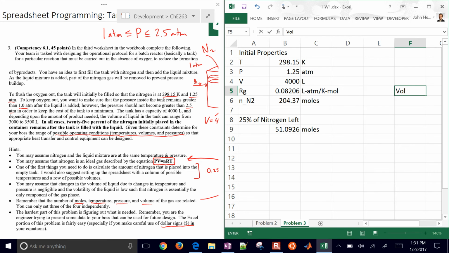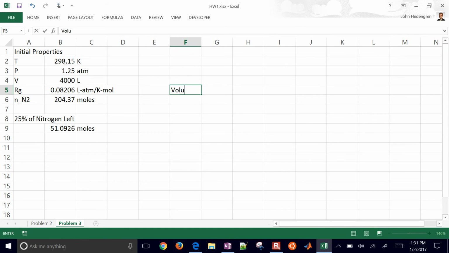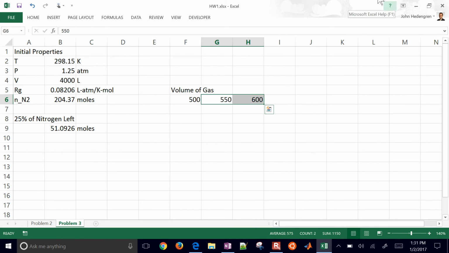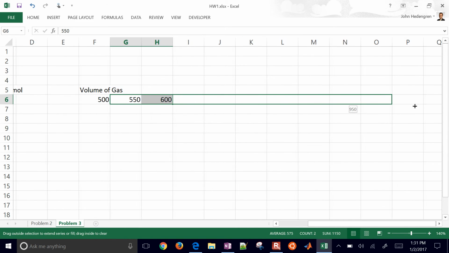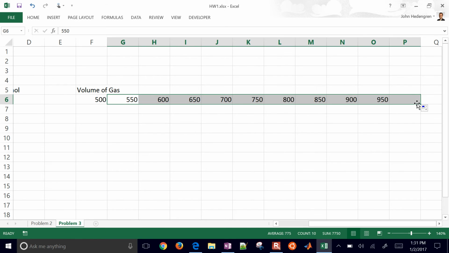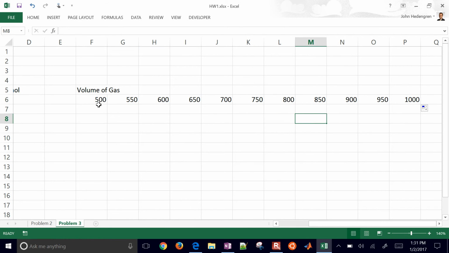I'll do volume of gas, and let me put in some values here like 500, 550, 600. I could do this all the way over, or I can just do two numbers to get the increment right. When the cursor turns into a little black crosshair, you can drag it over and it fills in those values for you, all the way up to 1,000. Excel is smart enough to know when you drag over two numbers, it'll keep incrementing those and fill them in for you. So these are the volume of the gas.